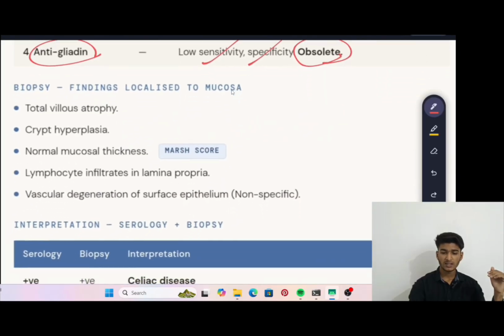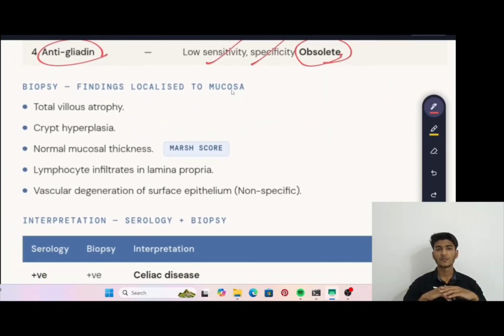Biopsy finding is localized to the mucosal layer. We will go and invade the mucosal layer. What will we see there? If the villi are degenerated, we will say villus atrophy. But if the crypts are having dysfunction, we will say, okay, the crypts are getting hyperplasia.